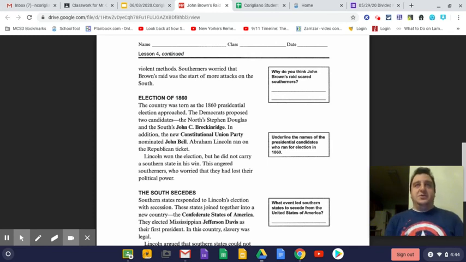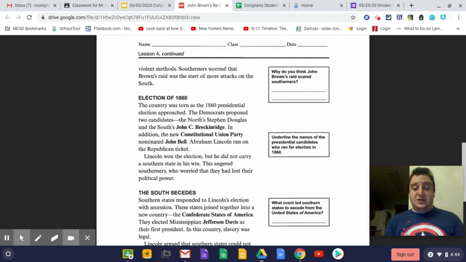They want to be able to continue to have slaves and not have that way of life and that system of labor be threatened. And they believe that Abraham Lincoln is going to threaten the existence of that labor system. So, because of that, they decide to secede or break away from the United States and form their own country known as the Confederate States of America.